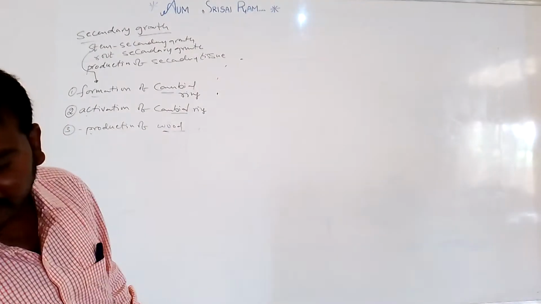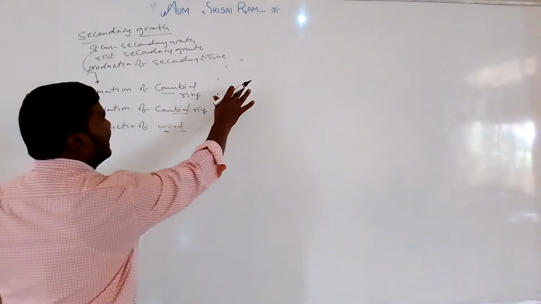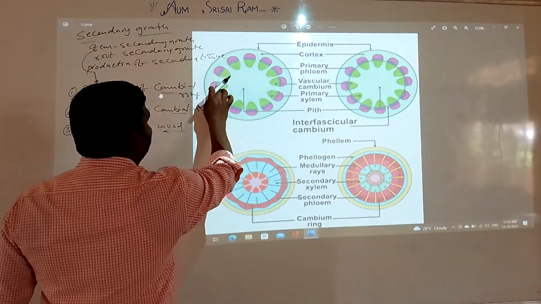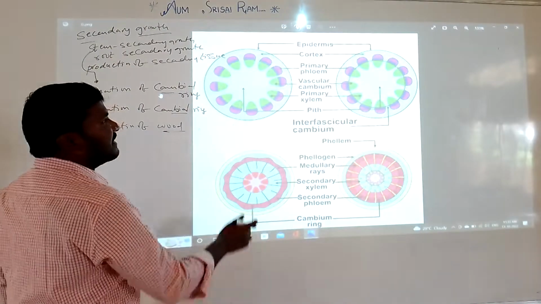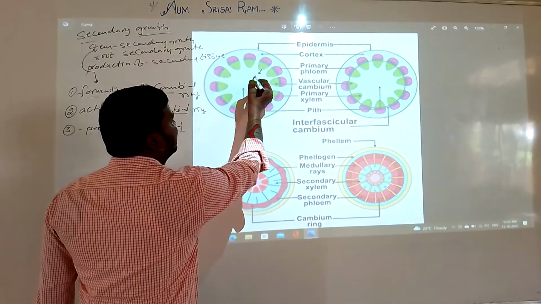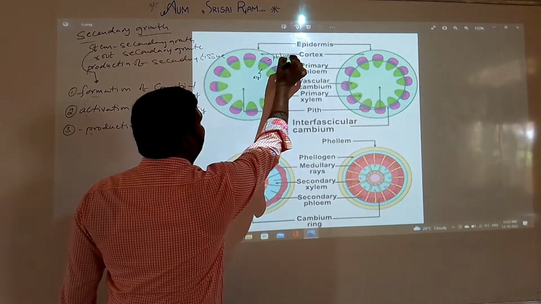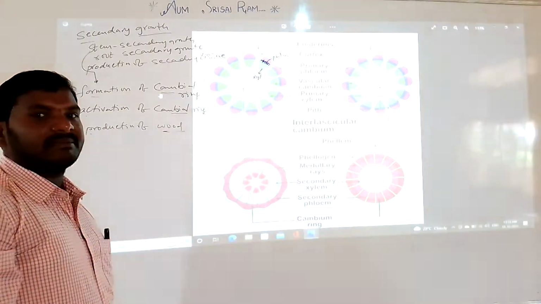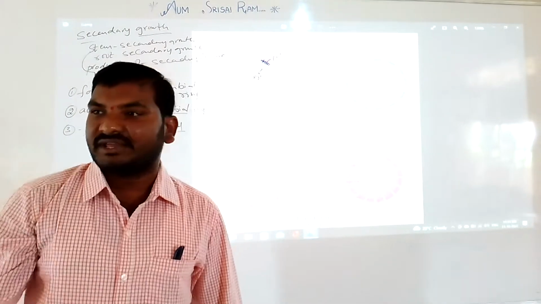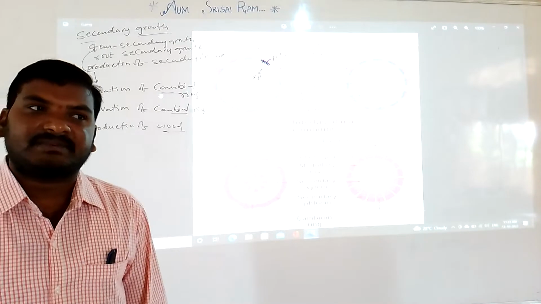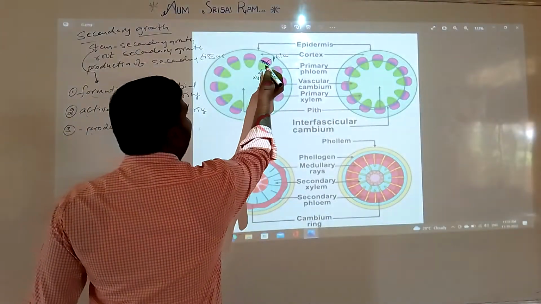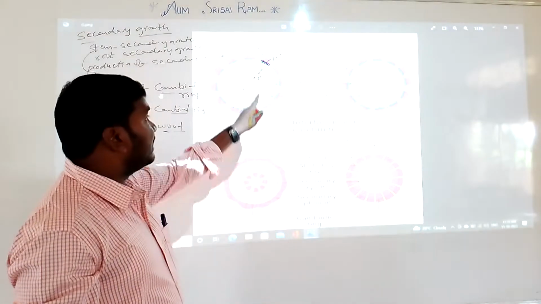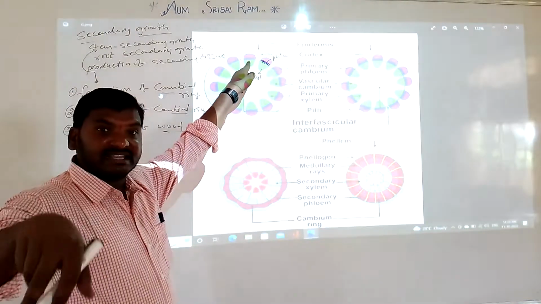When you look at the anatomy of the stem, vascular bundles are present. Every vascular bundle has xylem on the downside and phloem on the upside. And between the xylem and phloem, cambium is present. That cambium is responsible for secondary growth. How many types of cambium are generally present? Two types: one is inside the vascular bundle and the other is between the vascular bundles.